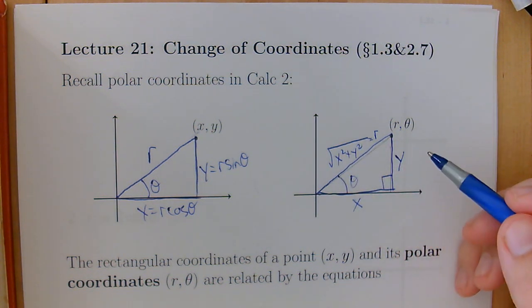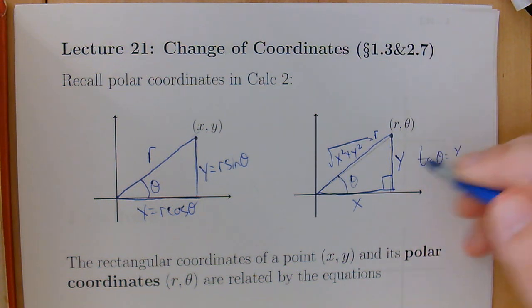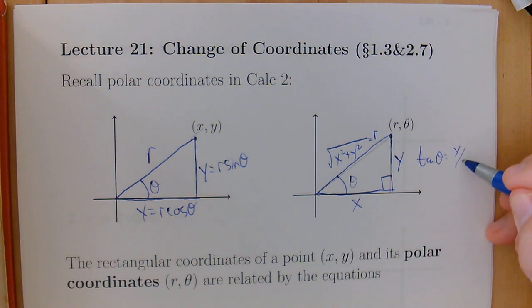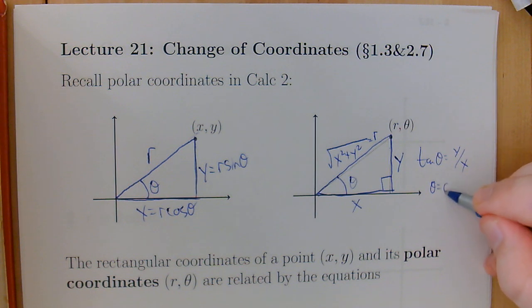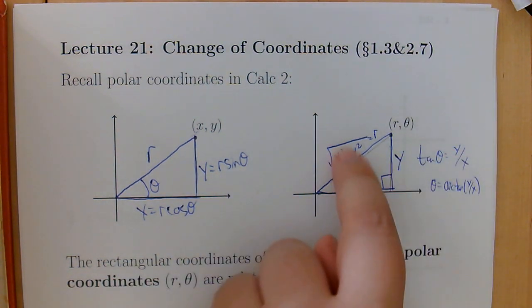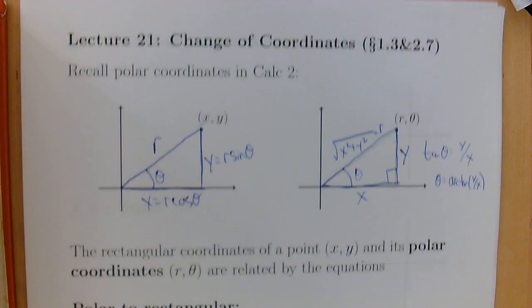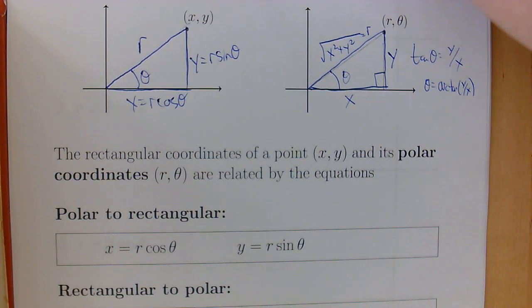And then how will we get theta? Well, tangent of theta is going to equal the opposite over adjacent, so tangent of theta will be y over x. And if you like, you could also say theta is arctan of y over x. That also works as well. So anyways, these equations form the different conversions between polar coordinates and rectangular coordinates, and they're summarized below here.